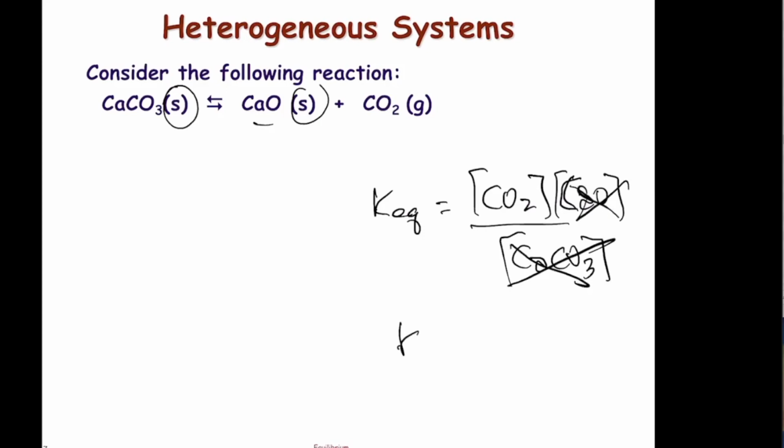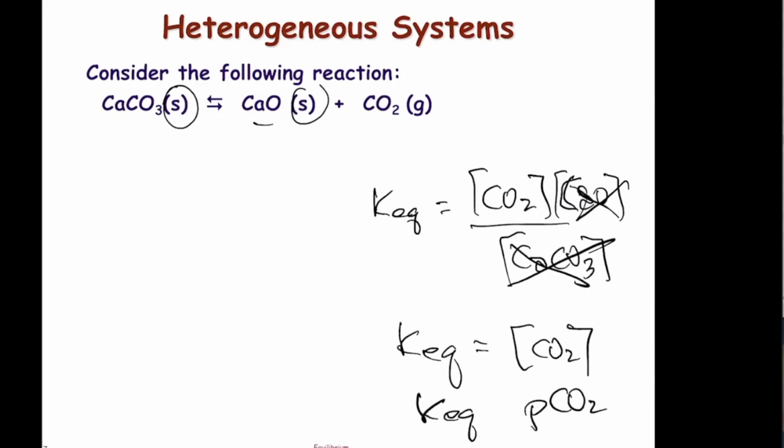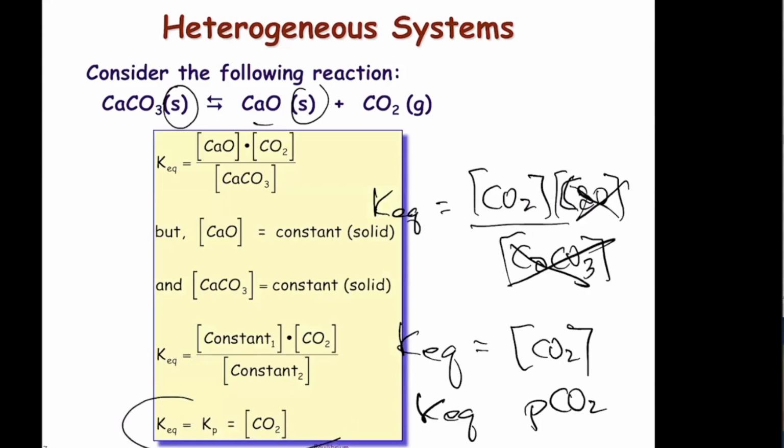The K equilibrium for this reaction is just equal to the concentration of carbon dioxide. Or you can do it this way. K equilibrium equals the partial pressure of carbon dioxide if carbon dioxide is a gas. Okay? So only chemicals that are gas or aqueous are allowed in the mass action expression. And that's what you see right here. Because solids have constant concentration, they don't change over time.